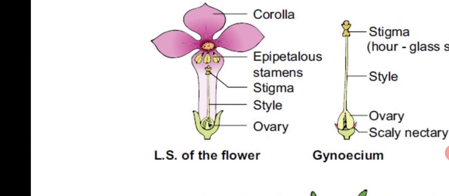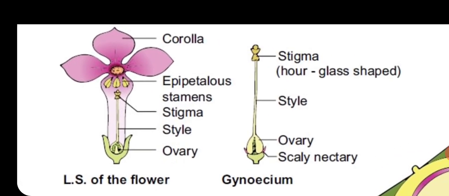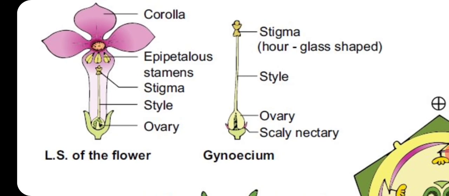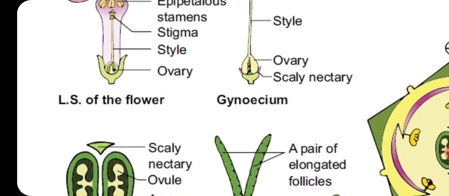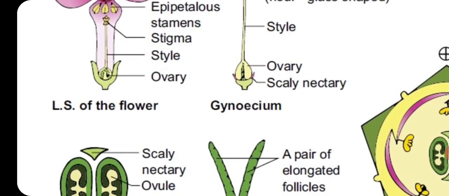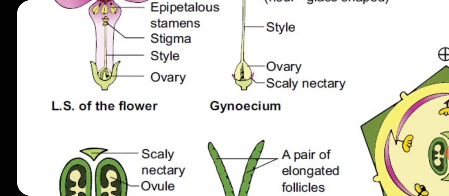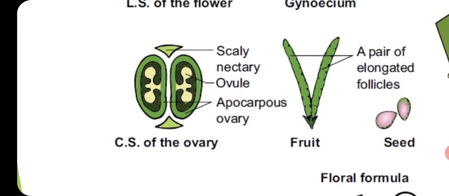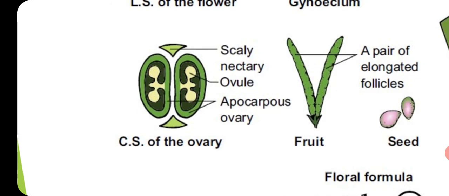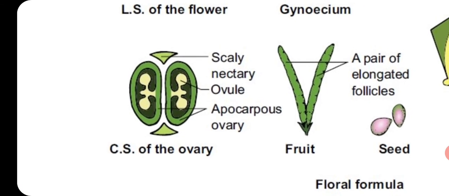Then epipetalous stamens are there. Then the stigma is hourglass type. Here you can see this hourglass stigma. Ovary, then one pair of nectaries is also attached with this ovary, and this is a CS cross section of the ovary, and here we can see the ovules are arranged.